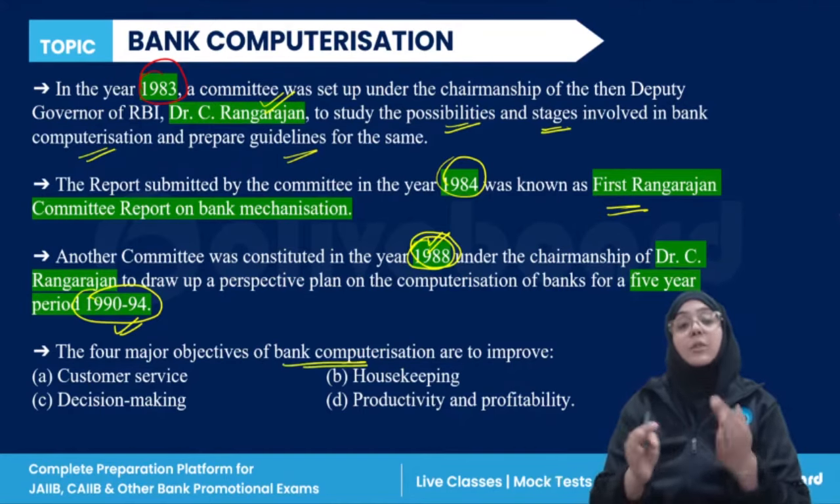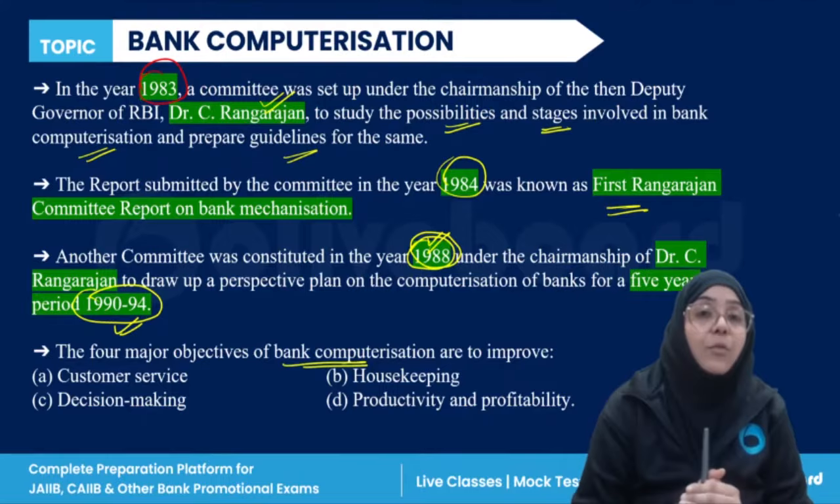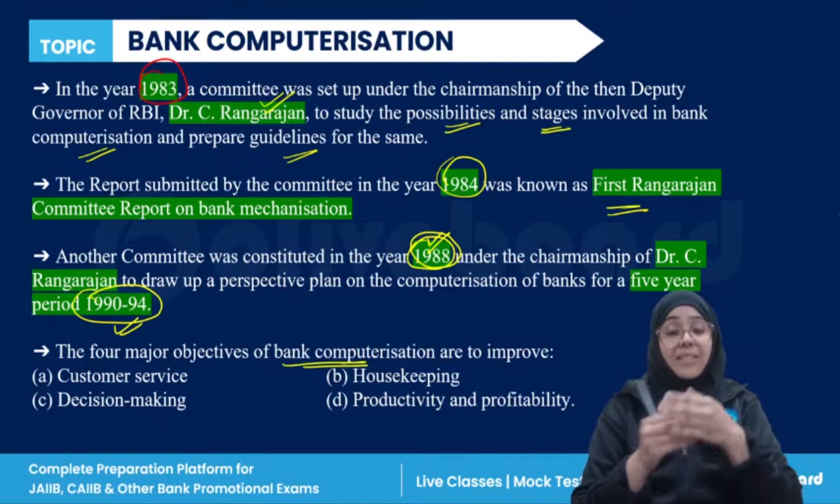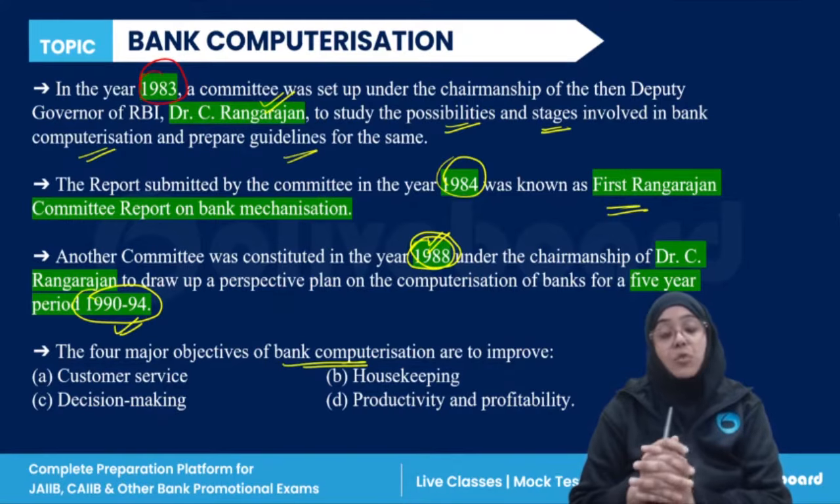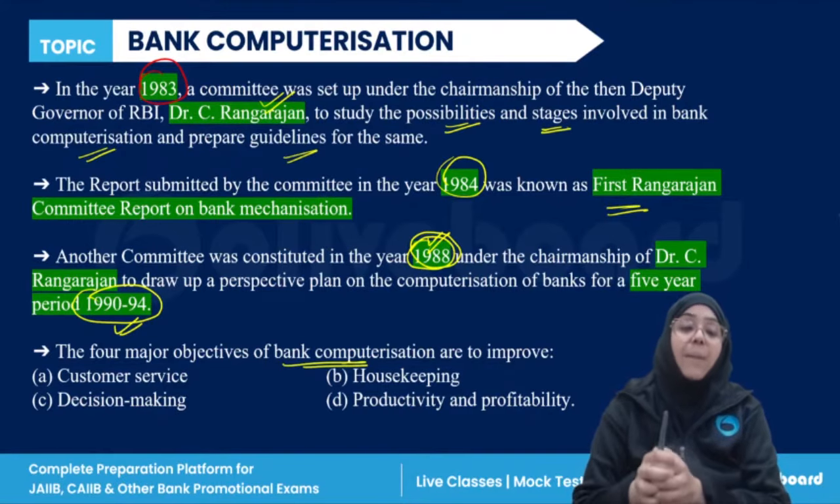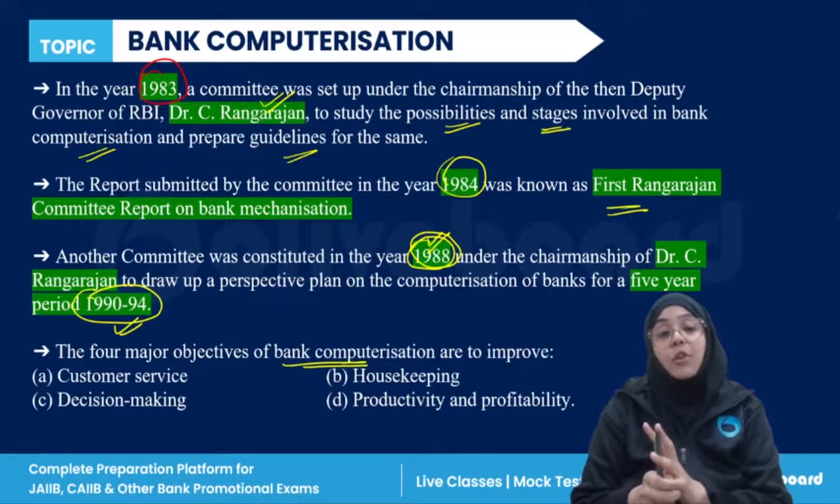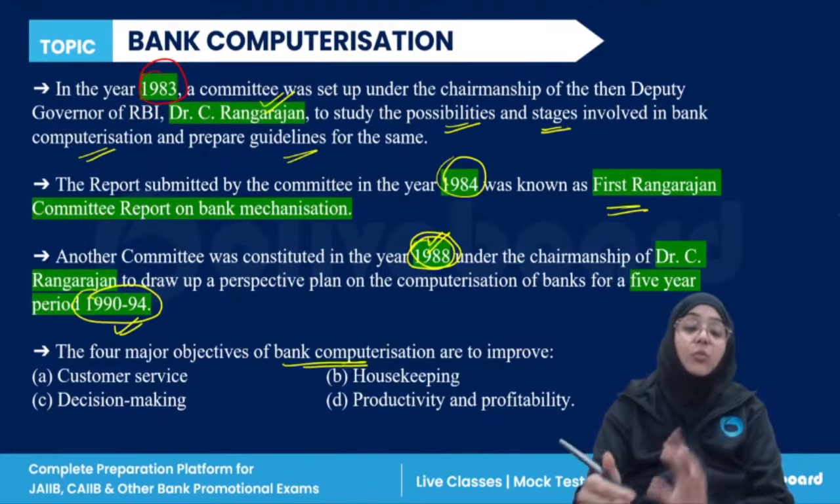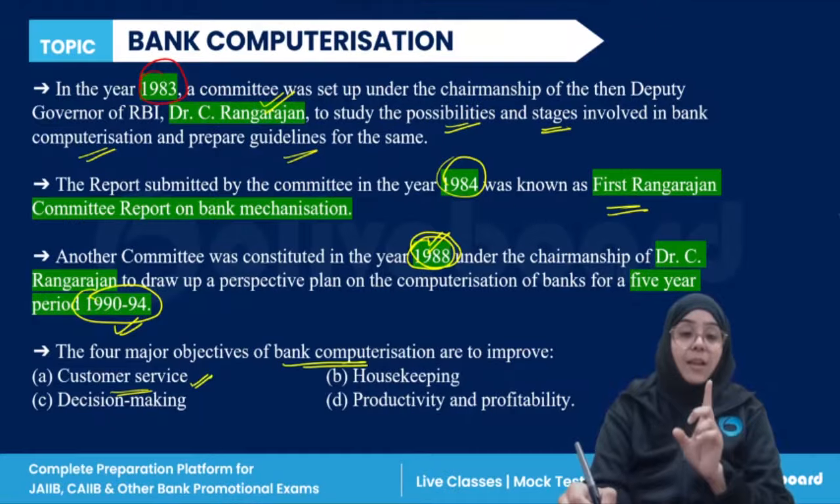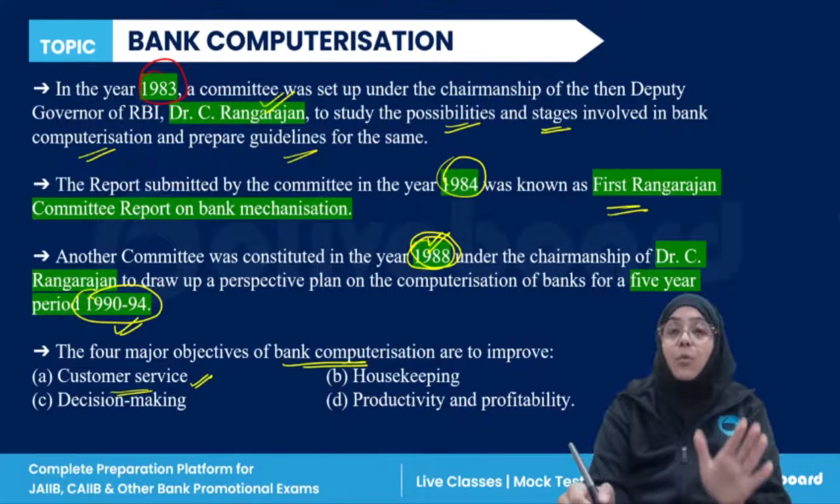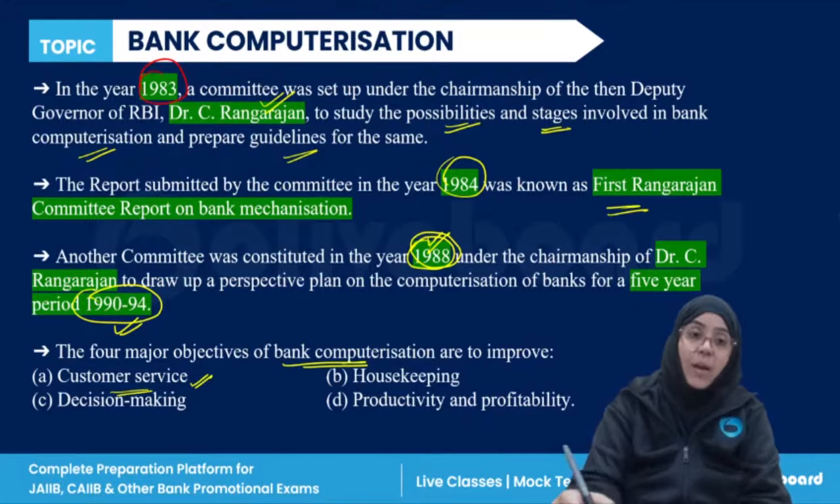Now, the four major objectives of banking computerization. What are the main objectives? Why was there the discussion to involve computers in the banking system, and how does this computerization actually help the banking system? So the four major objectives of banking computerization, first of all, are improving the customer service. The very first thing is it has to improve the customer services, right?